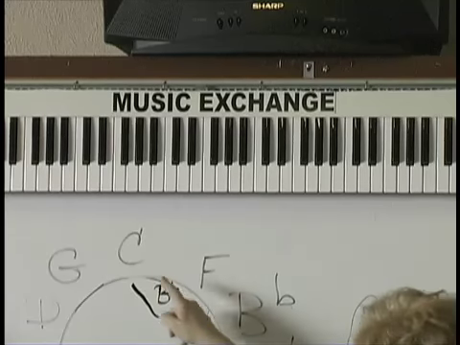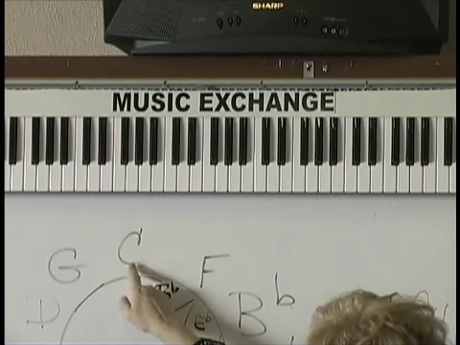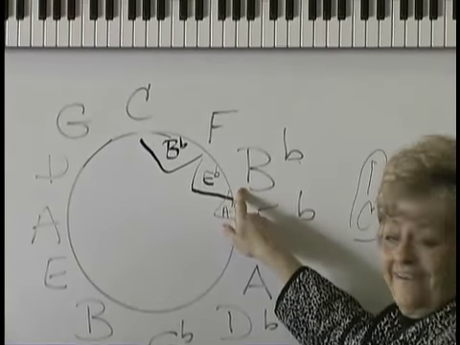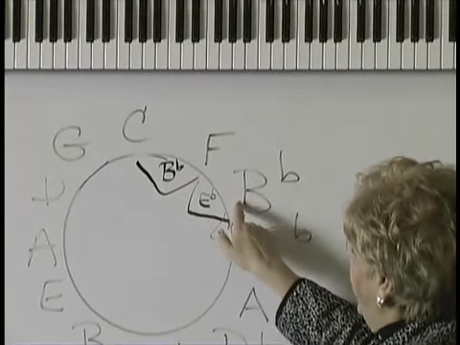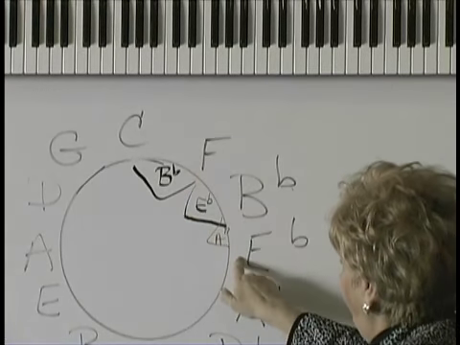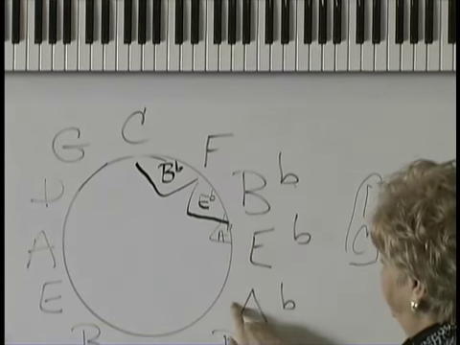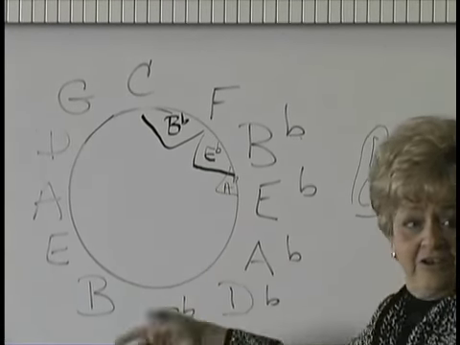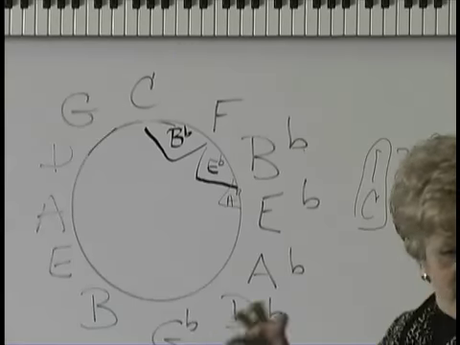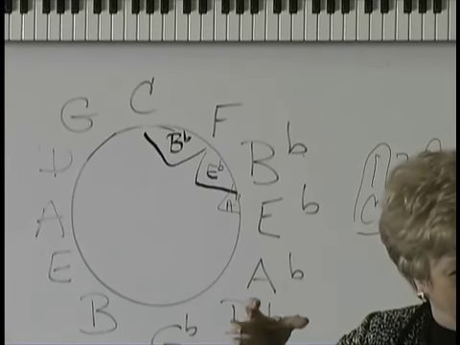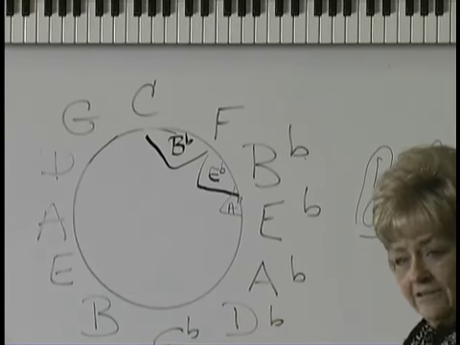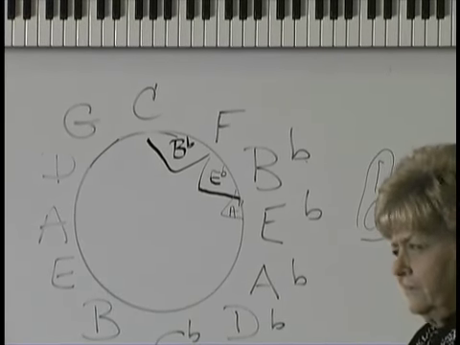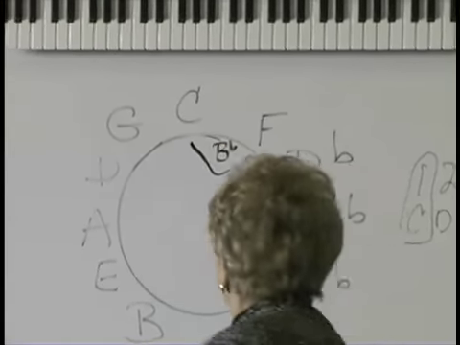Amazing. The note that you add to a C to make it C7 is 2 to the right. So C chord, add a B flat, goes to F. Add an E flat, goes to B flat. Add an A flat, goes to E flat. Add a D flat, goes to A flat. And it's amazing when you see how the circle kind of all comes together. Isn't that cool? I can tell how excited you are.